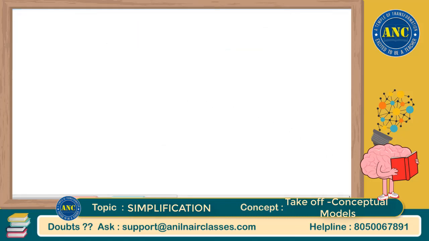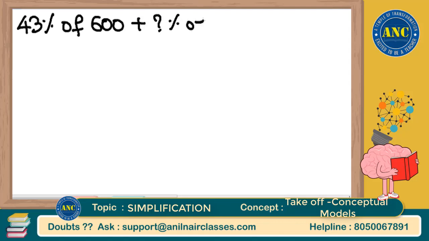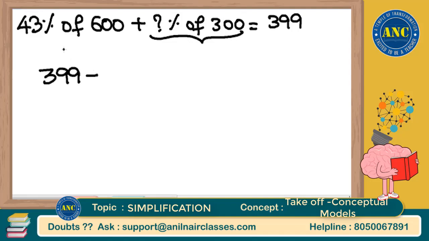Suppose another question. 43% of 600 plus question mark percentage of 300 is equal to 399. Now keep this question mark term on the left hand side. Right hand side becomes 399 minus 43% of 600.